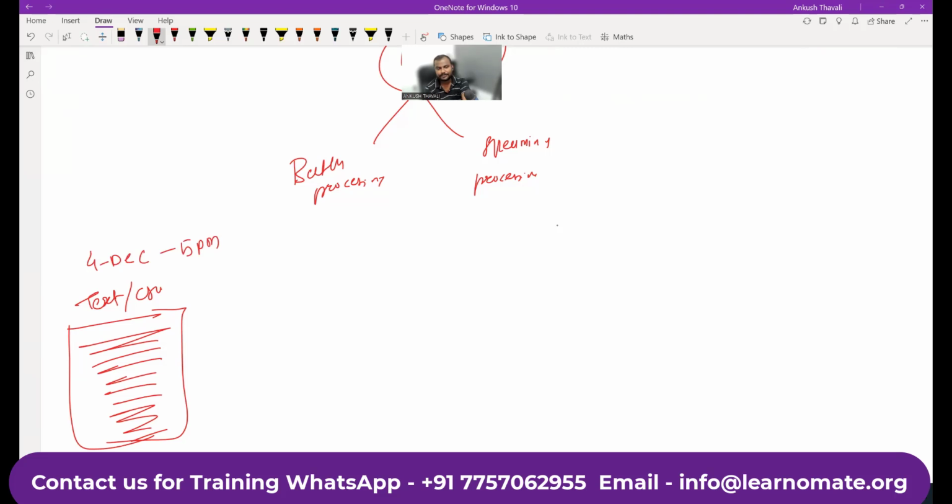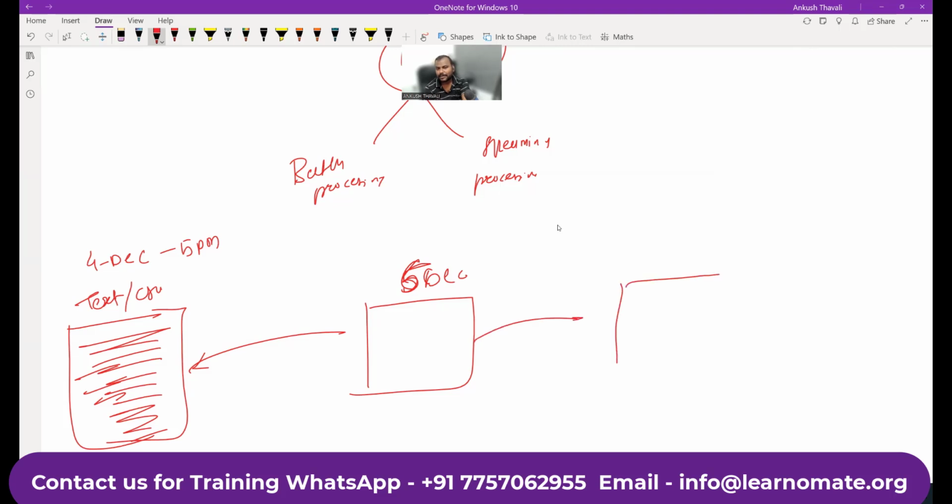I got one file. So the processing of this file, I will do it on 5th of December. Next day I'll start processing. I got the file today, I will process that file next day, and finally I will store my data somewhere in the output. But when I get the data at 5 p.m. and process it, next day, 5th December, I will get a new file again at 5 p.m.